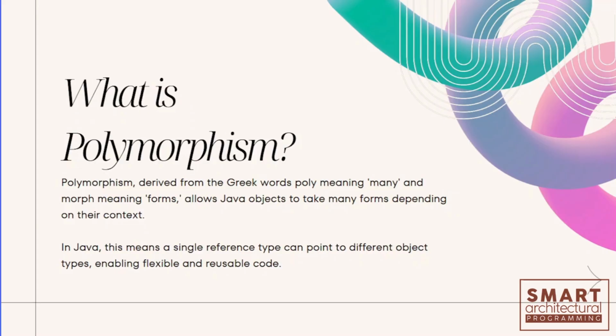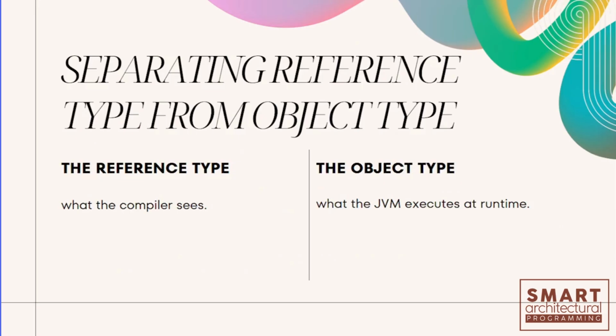So the next part we need to understand is how we separate reference type from object type in Java, right? When you create an object in Java, you're working with two types, the reference type and the object type. Reference type is what the compiler sees the object as, and object type is what the JVM executes the object as at runtime.